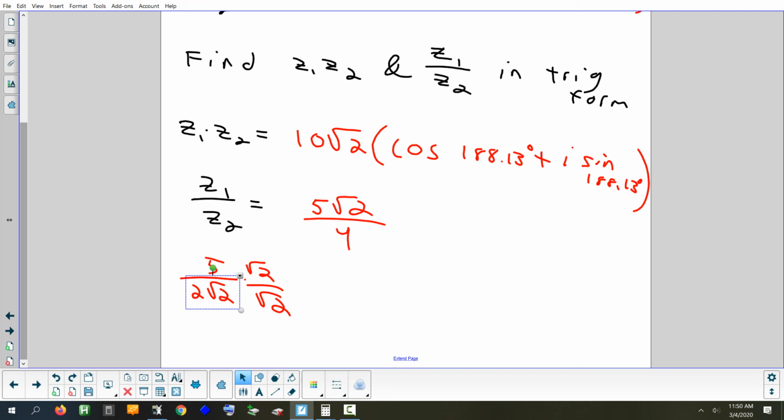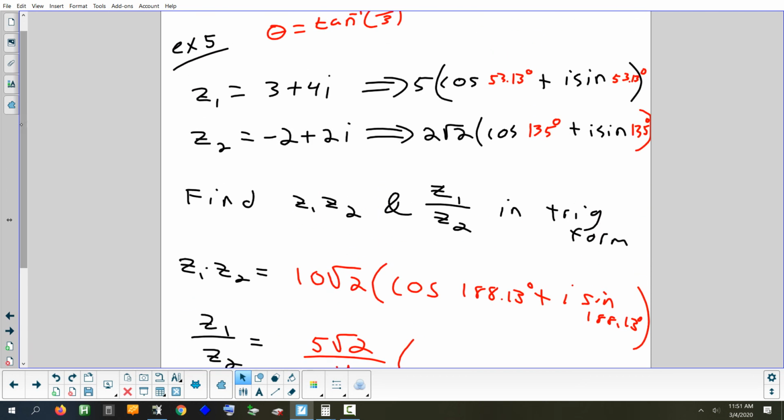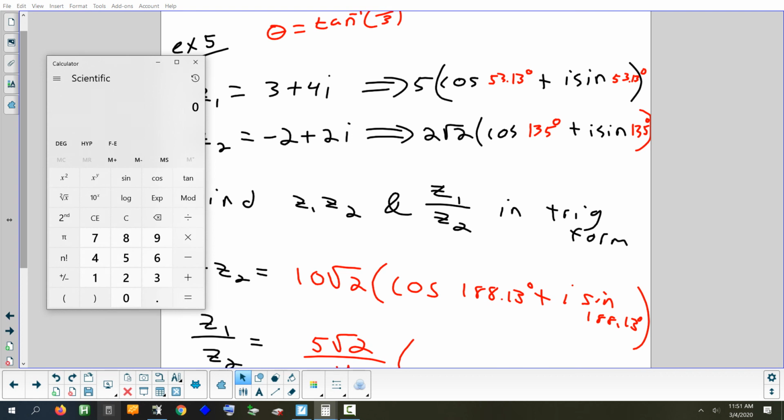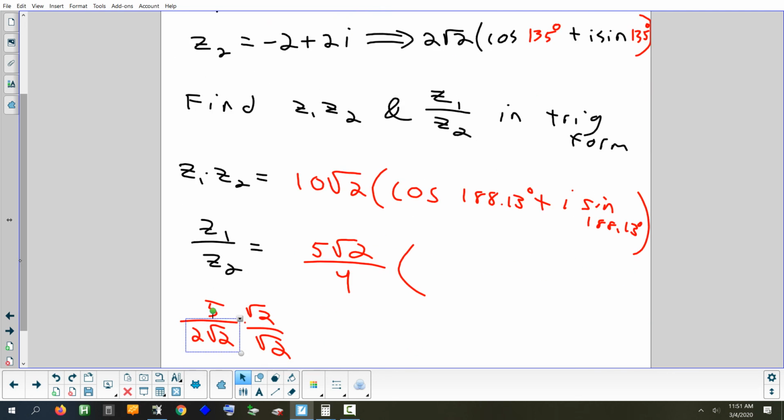So that's going to be 2 times another 2, because the square root of 2 times the square root of 2 is 2. Okay, so that's my radius. And what do we do to get our angle? Subtract. So this is where I told you something could happen. It's going to be a negative angle, which by itself is not technically a problem. If they don't say negative angles are a bad thing, we can leave it as negative 81.87.